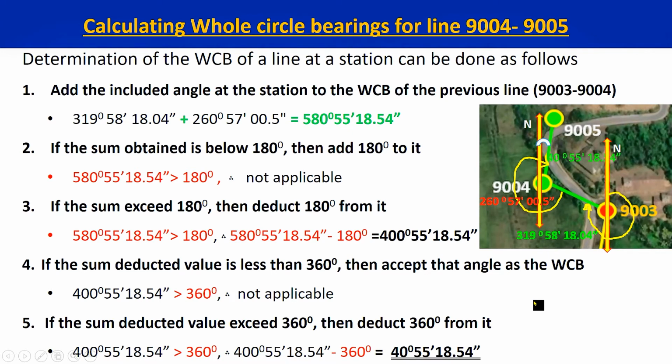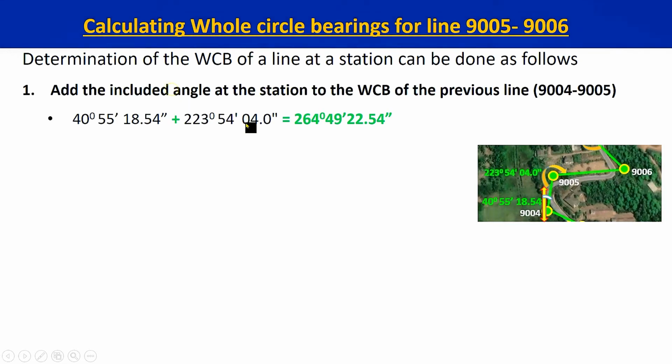Then we can determine the WCB of a line at a station. Next we can determine the WCB for the 9005, 9006 line. Again, similarly, we have to add the included angle at the station to the WCB of the previous line, 9004, 9005. The previous WCB is 40 degrees. Now we add the included angle of 9005, that is 223 degrees, to that 40 degrees. So the addition is 264 degrees, 49 minutes and 22.54 seconds.